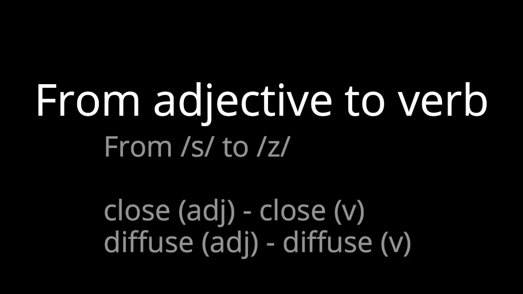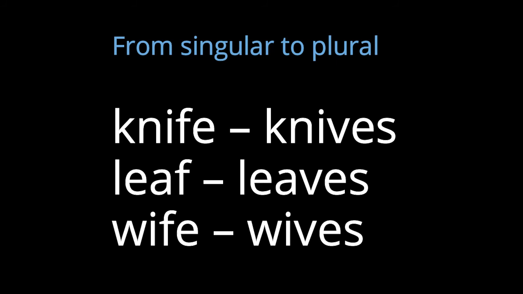In the following examples, the adjective and verb form have the same spelling but differ in voicing. From s to z. Close, close. Diffuse, diffuse. From singular to plural. Voicing was also used to make the plural noun forms, as these examples show.